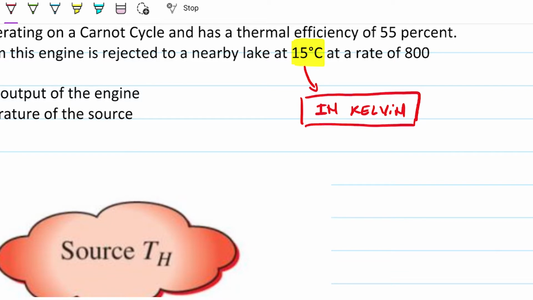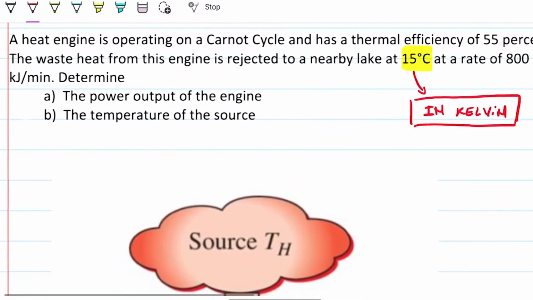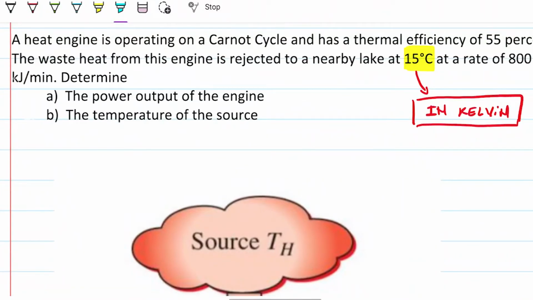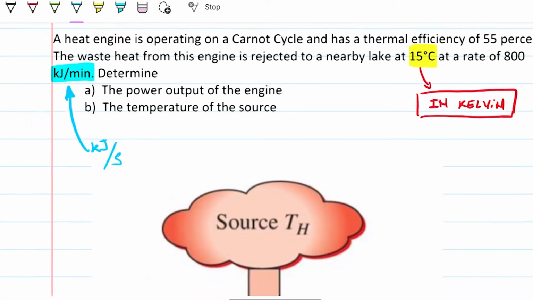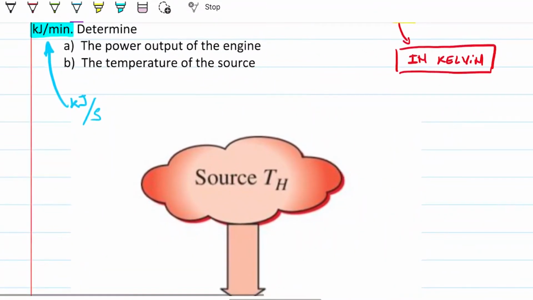The next thing that comes to mind readily is that this is in kilojoules per minute. You might notice that as I was reading, I paused there for a second, because this is definitely something to keep an eye out for, because we probably want to have this in kilojoules per second. So if I'm a student solving this, the first thing I'm going to do is highlight these two things, because they are odd.